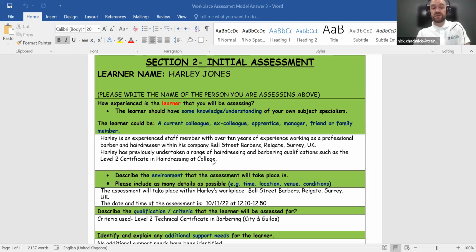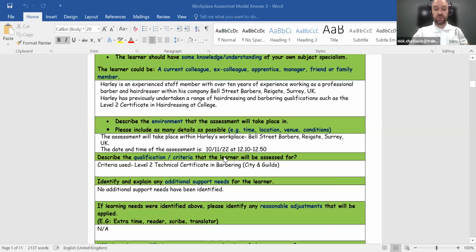Harley is a very experienced barber with over 10 years of professional barber and hairdressing experience. He has a range of qualifications within hairdressing and barbering. What I'll be doing for this assessment is seeing him conduct a haircut on a customer. So quite a simple assessment that Harley is very familiar with.